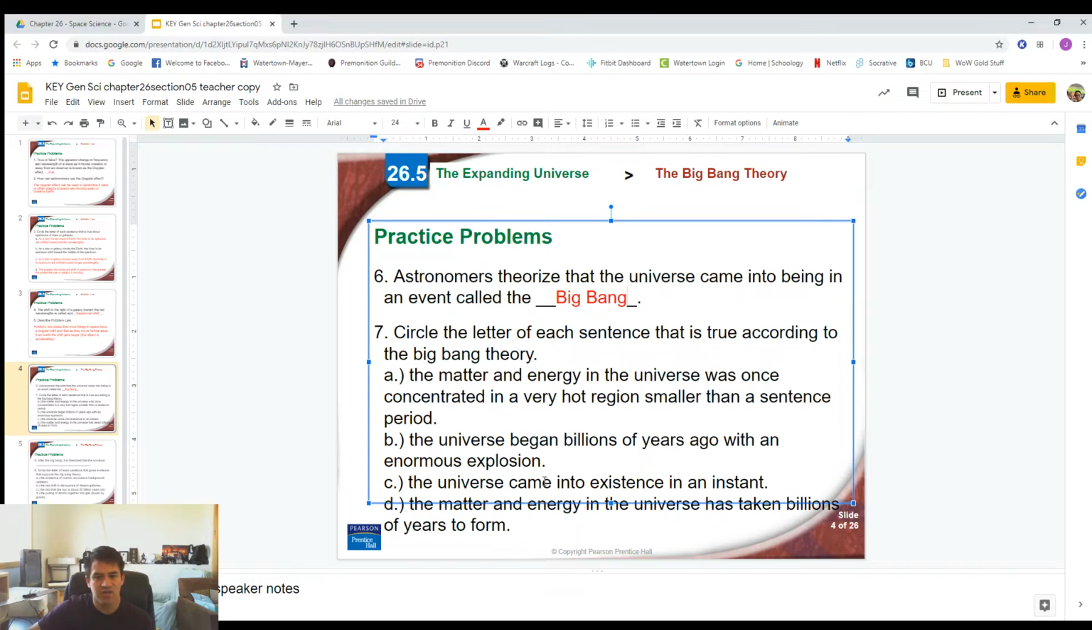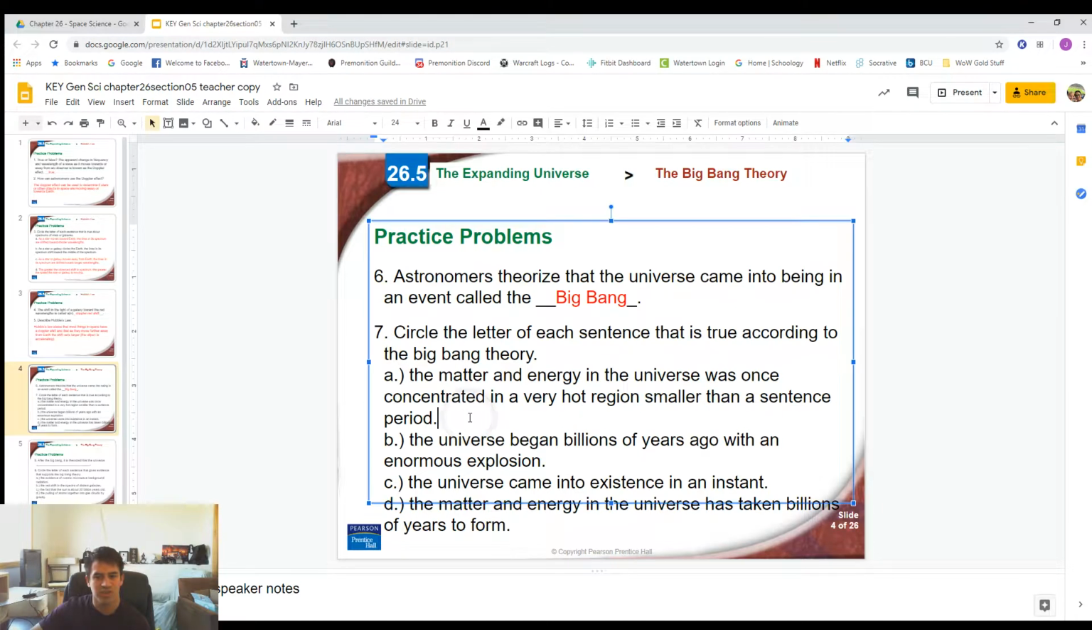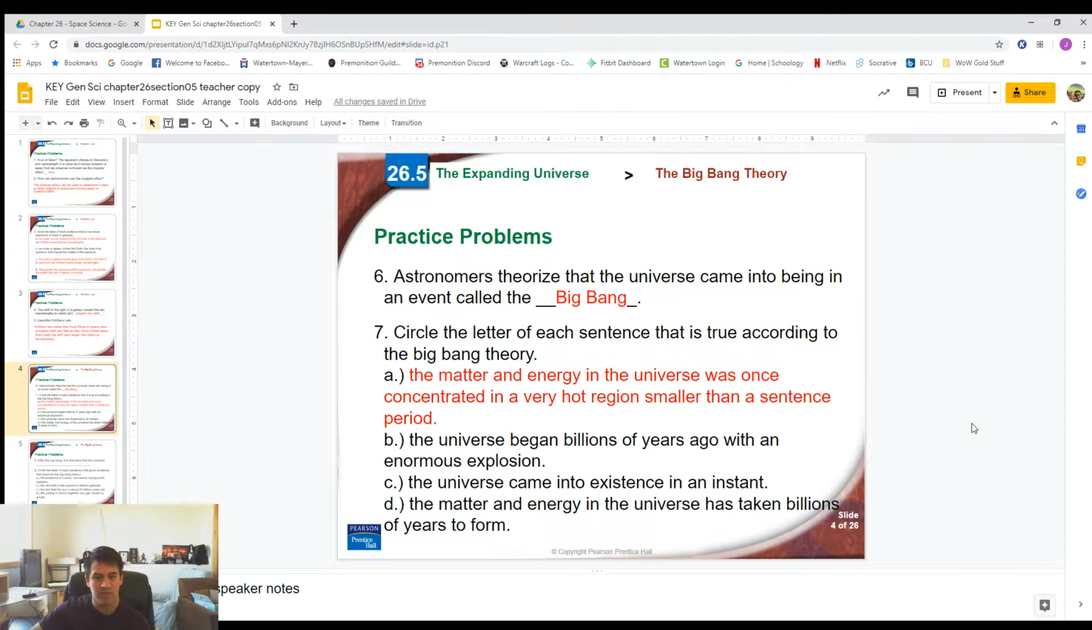Number 7, circle the letter of each sentence that is true according to the Big Bang Theory. The matter and energy in the universe was once concentrated in a very hot region smaller than a period. That is one part of the Big Bang Theory. Letter B, the universe began billions of years ago with an enormous explosion. That is not what the Big Bang Theory says.